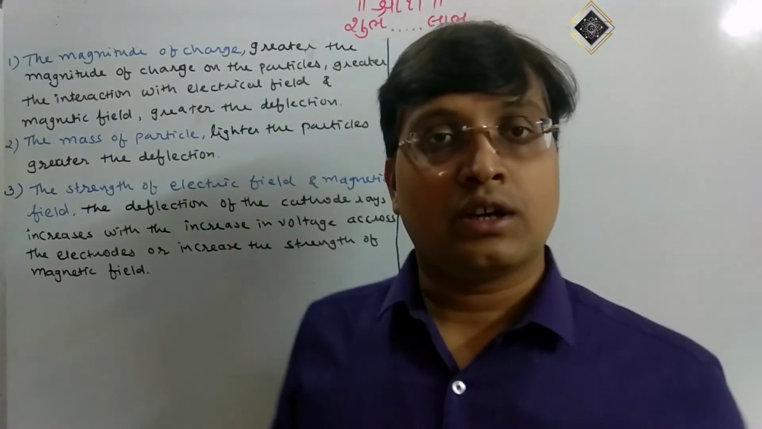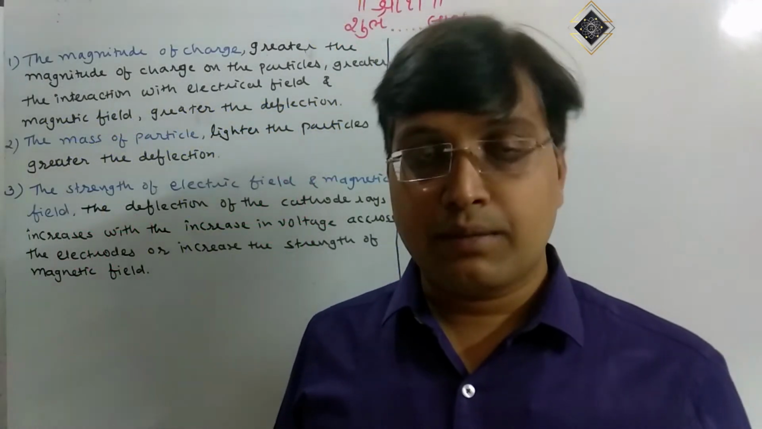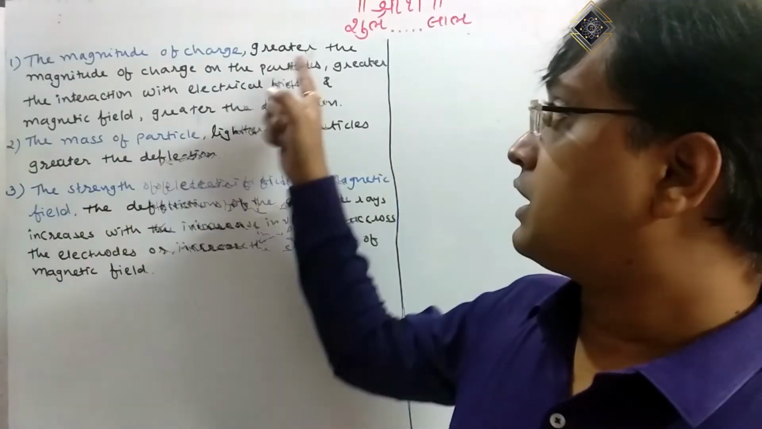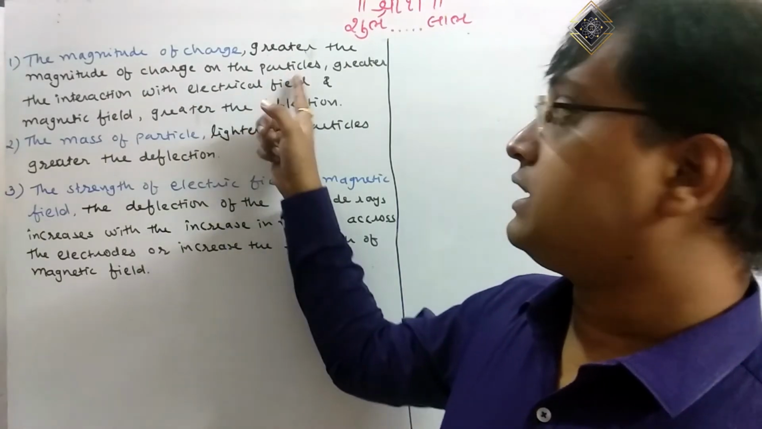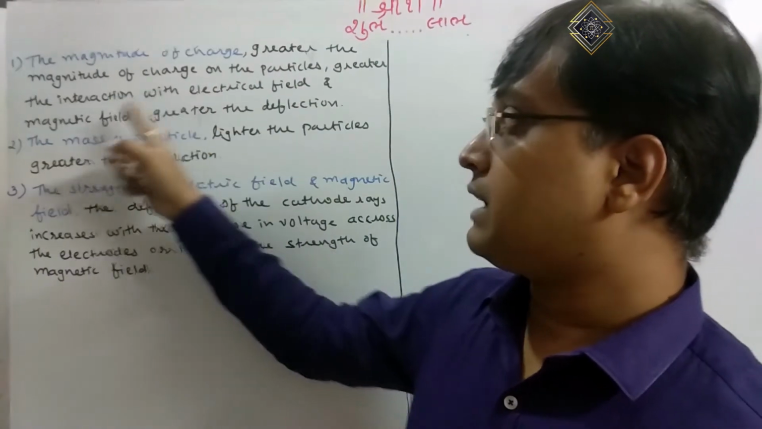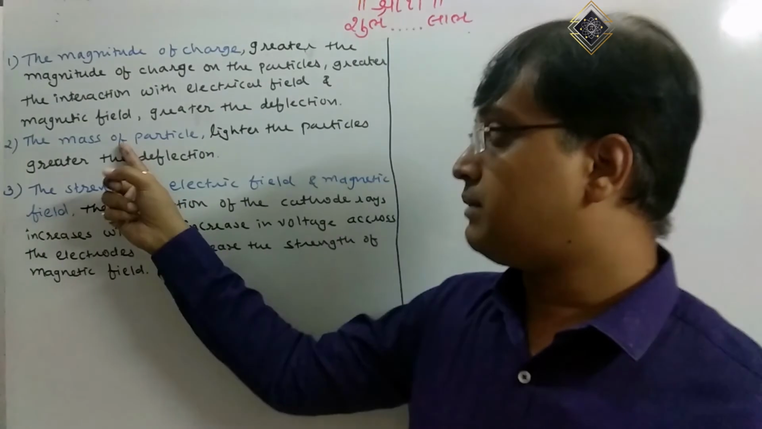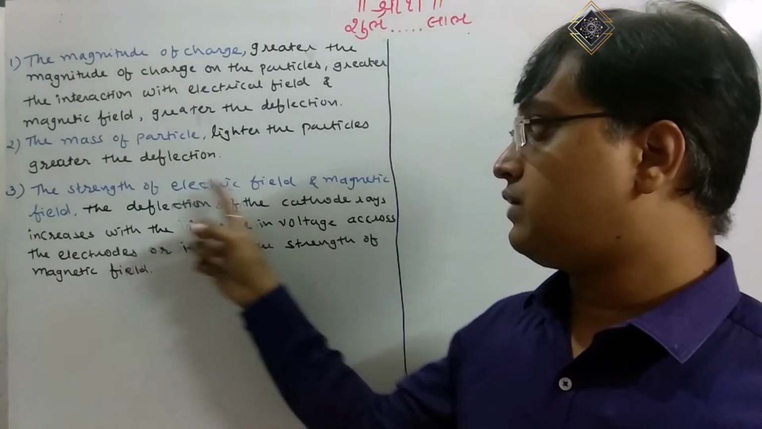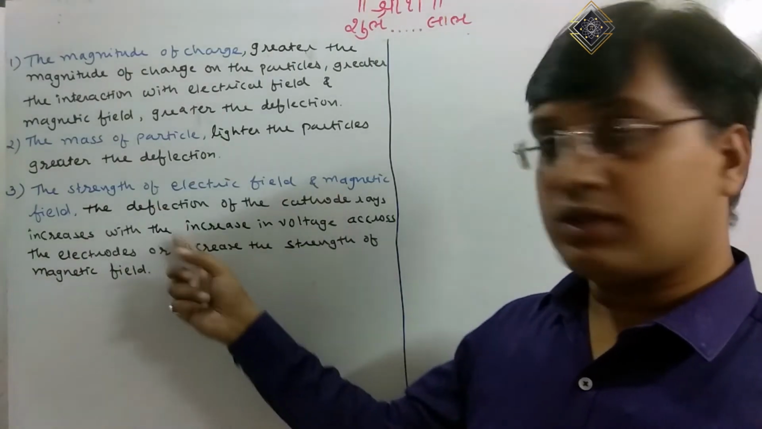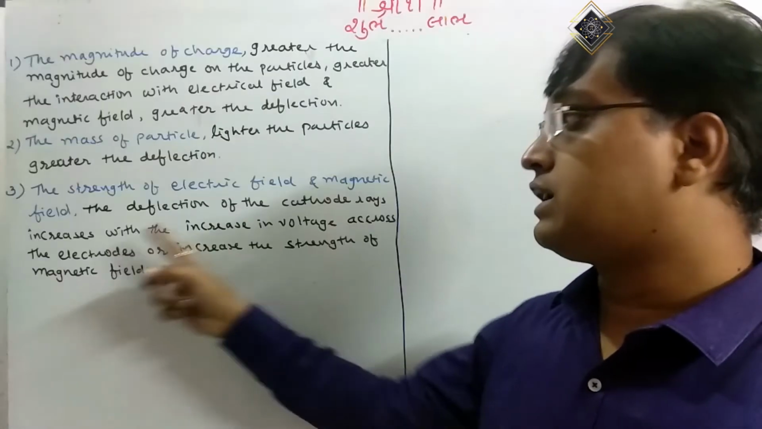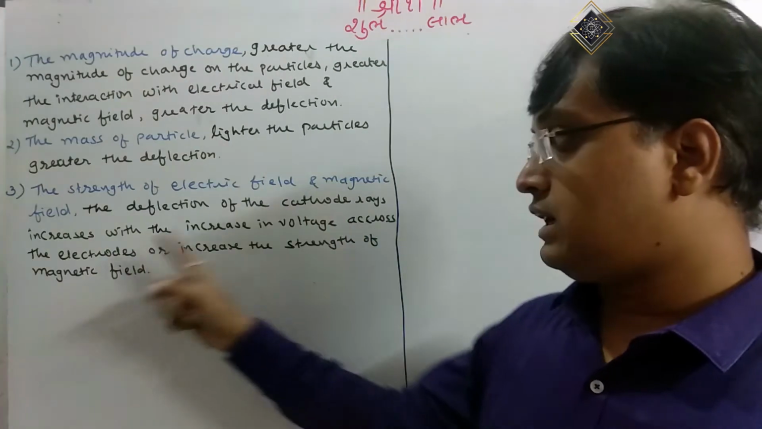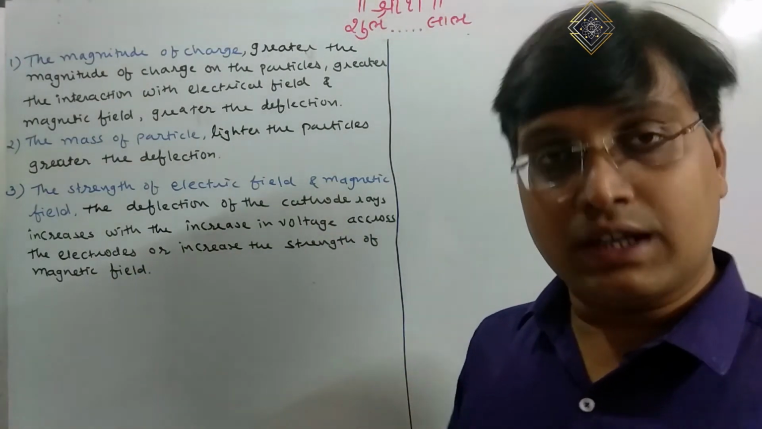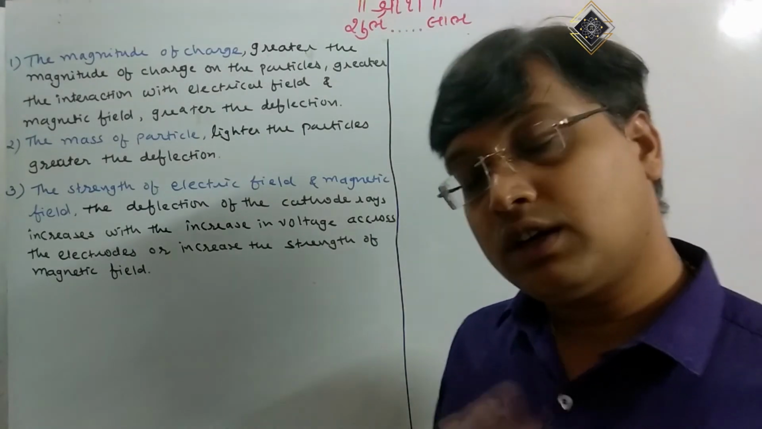As we discussed, the deflection of the cathode ray depends on three factors. First, magnitude of the charge. Greater the magnitude of charge on the particles, greater the interaction with electrical field and magnetic field, greater the deflection. The mass of particle: lighter the particles, greater the deflection. The strength of electrical field and magnetic field: the deflection of the cathode ray increases with increase of voltage across the electrodes or increase in the strength of magnetic field. Instead of that, if you decrease, then the deflection will decrease.